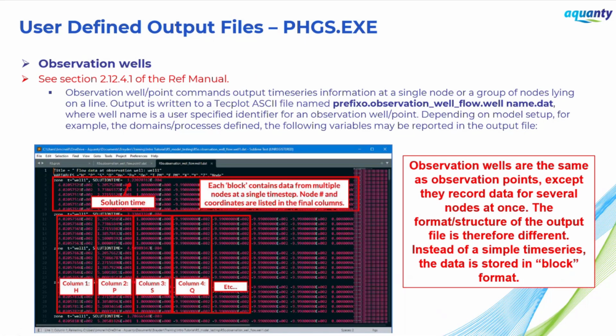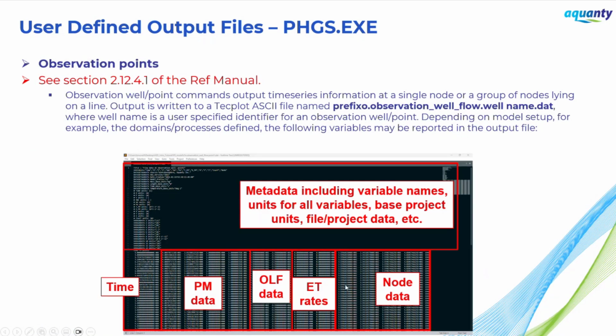The observation well output files are a little bit more complex because it sort of formats the data into blocks. So my recommendation for new users is if you have a well where you want to track the data for, let's say, 3 nodes that are stacked one on top of each other, I would just define them as 3 separate observation points. It's going to make it a lot easier to process the data because these are not formatted as simple time series output files like the observation points.